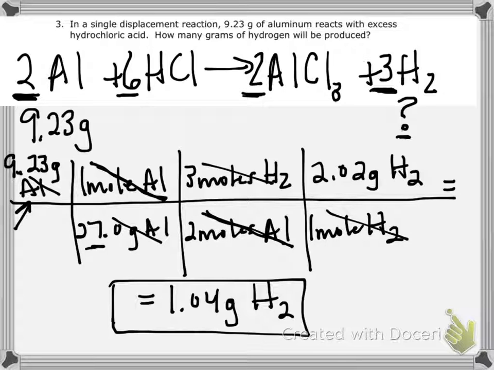Finally, I need to get rid of moles because it asked me to find how many grams of hydrogen will be produced. Well, I can go from moles of hydrogen to grams of hydrogen by using hydrogen's molar mass. I know that 1 mole of hydrogen gas, which is diatomic, weighs 2.02 grams. So I cancel out the moles and I multiplied across on the top, multiplied across on the bottom, divided those 2 numbers and ended up with 1.04 grams of hydrogen gas.